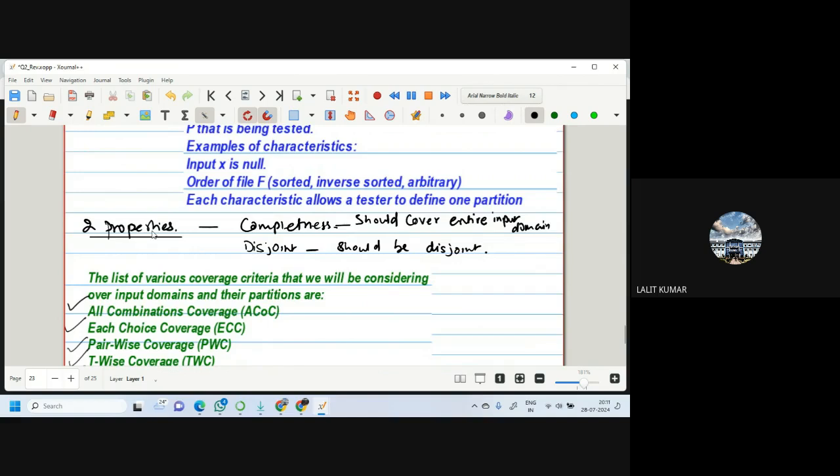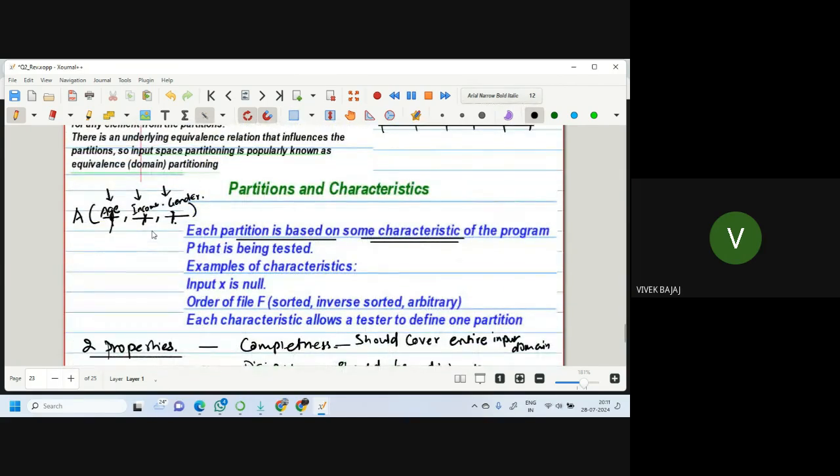Now, there are two properties. I have one doubt here. Yeah. So my partition will be age, income, and gender, and within age I'll have further... No, no, no. I'll cover it here only.